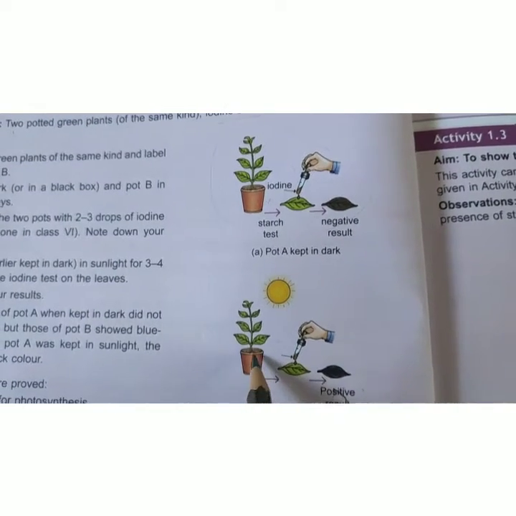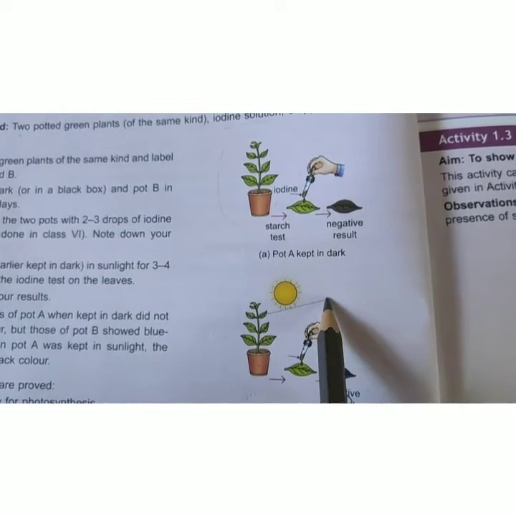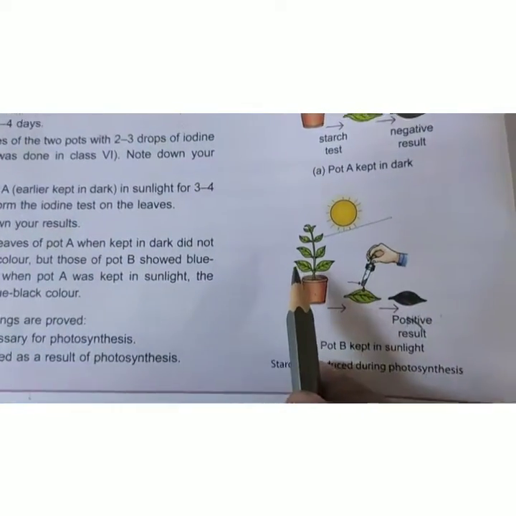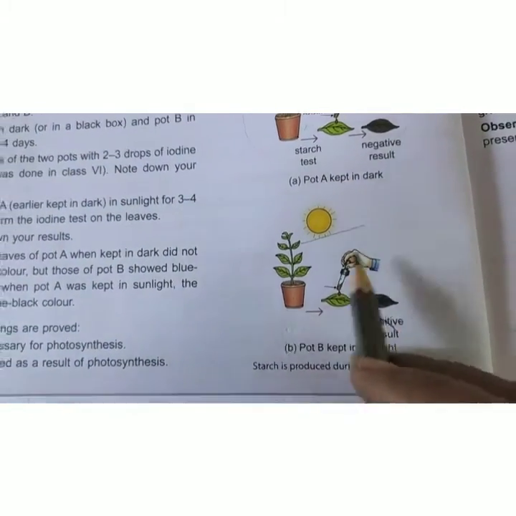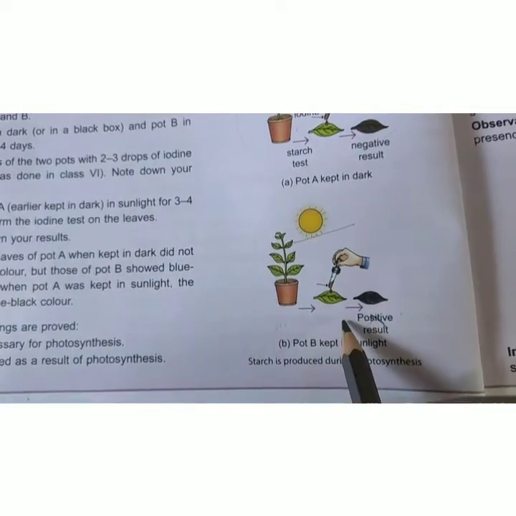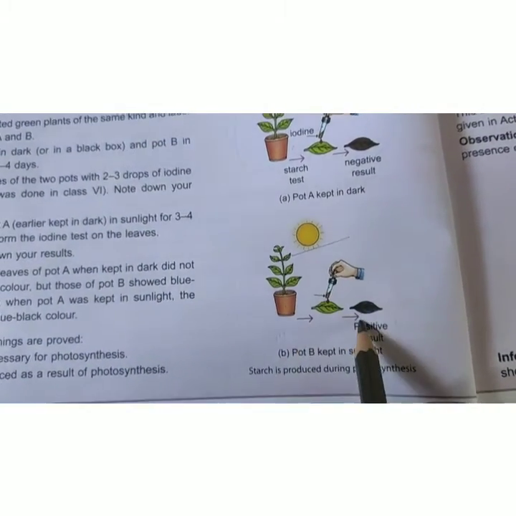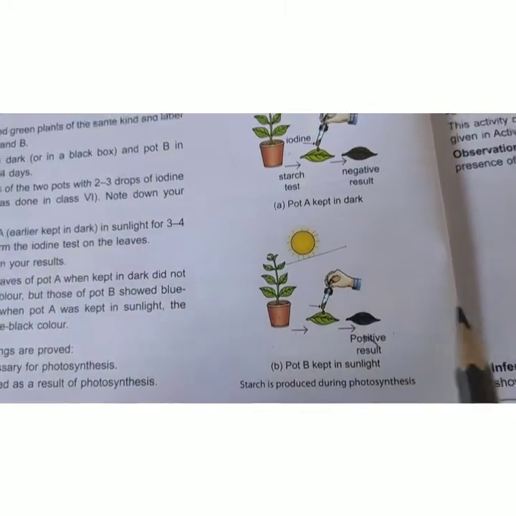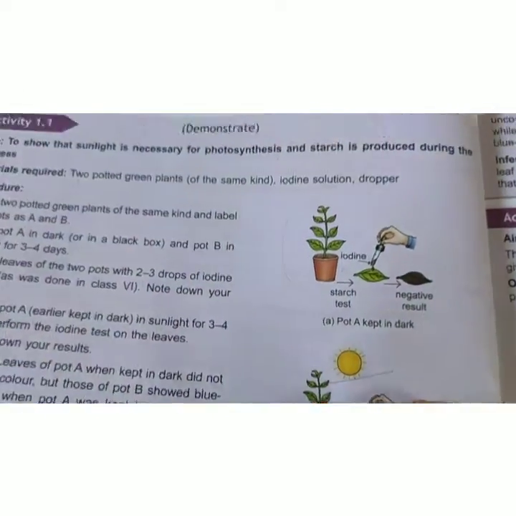This is because in the absence of sunlight, photosynthesis is not able to take place, and when photosynthesis is not able to take place, that means starch is not produced. So if starch is not produced, the leaves won't show the blue-black color. Clear? So this was the experiment.